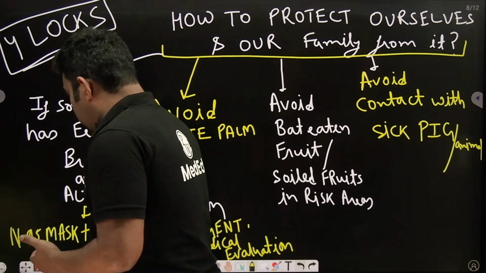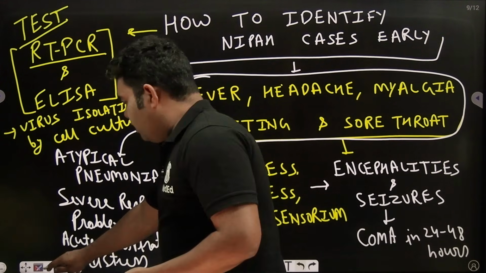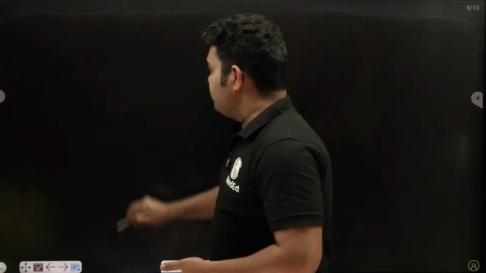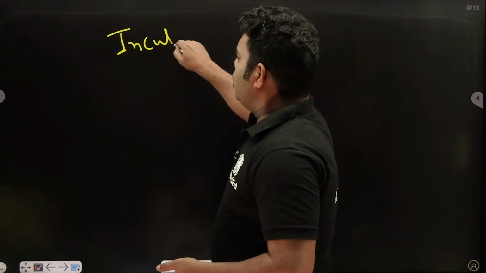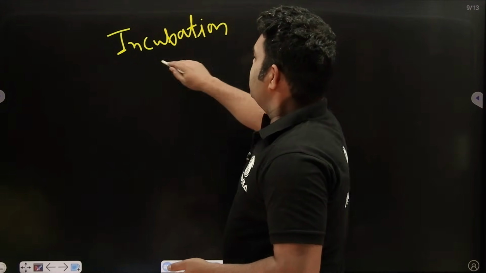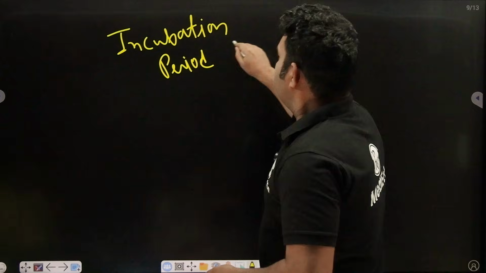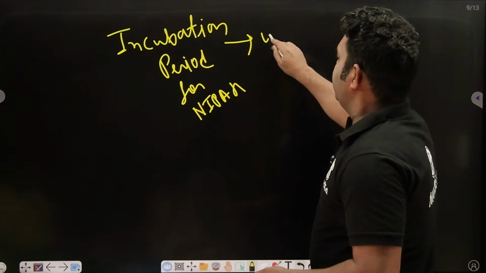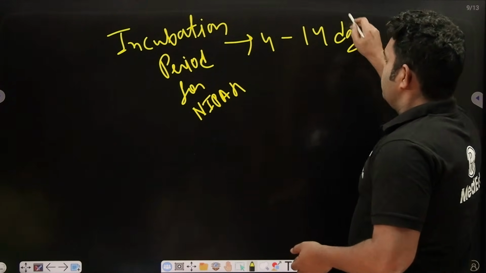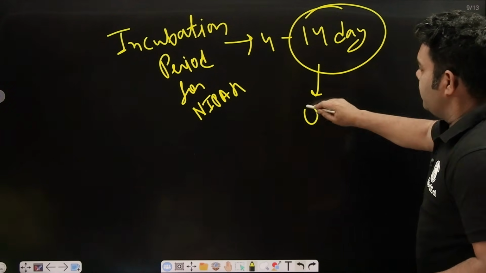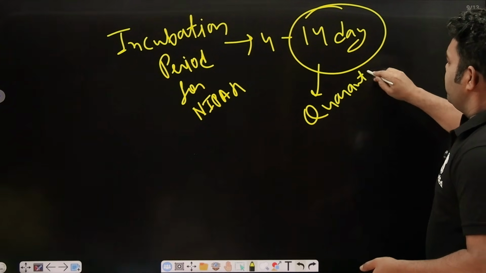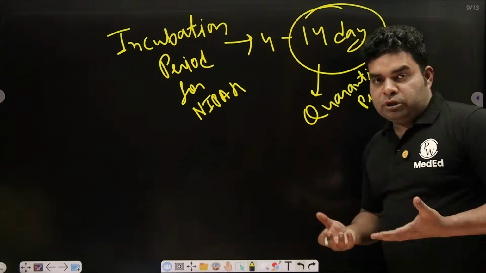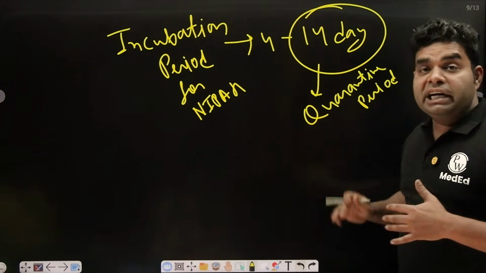So if you have, suppose, come in contact with someone who has fever, breathing difficulty, altered sensorium, then you should be quarantined for 14 days, because the incubation period for Nipah is 4 to 14 days. So 14 days is the quarantine duration. Incubation period means the time gap between entry and appearance of the first symptom. So sometimes the first symptom can take up to 14 days to appear.